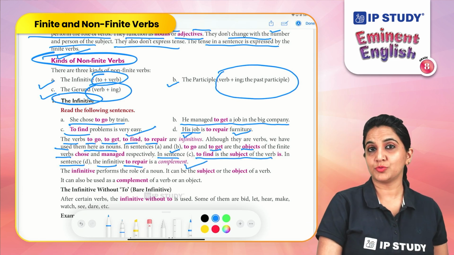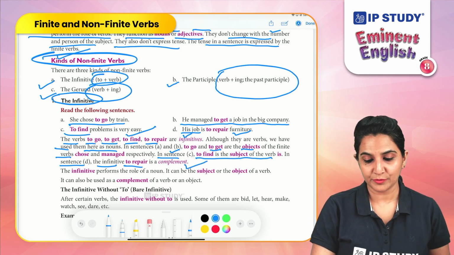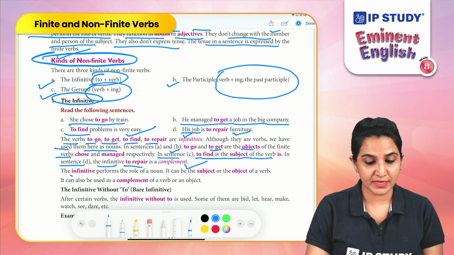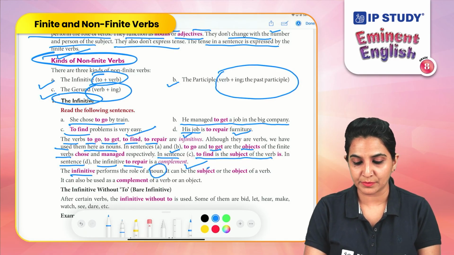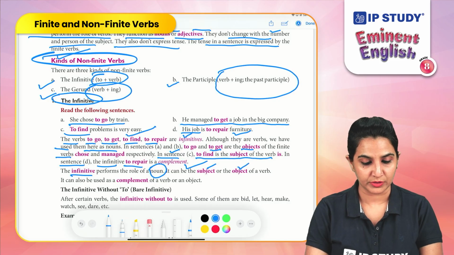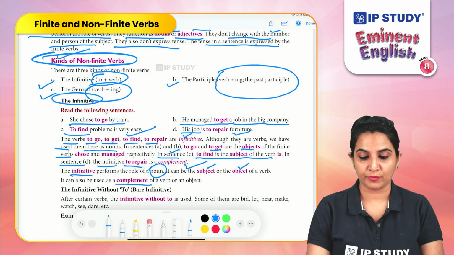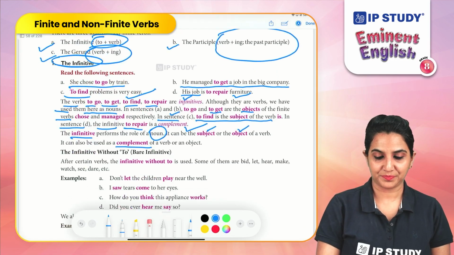His job is to do what? Is to repair the furniture. The infinitive performs the role of a noun. It can be the subject or the object of a verb. It can also be used as a complement of a verb or an object.